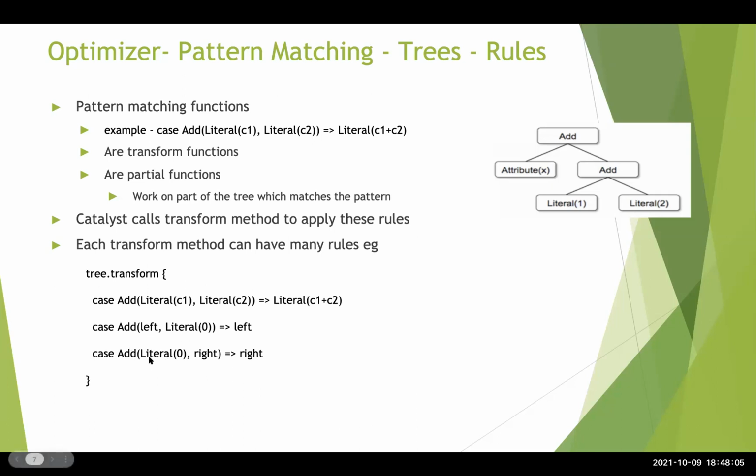Same is the case vice versa. If the left hand side of the add node is literal 0 and the right hand side is some value, just replace everything with the right side only, because adding anything to 0 doesn't change anything. So the idea is to show you that a transform function can have many rules.